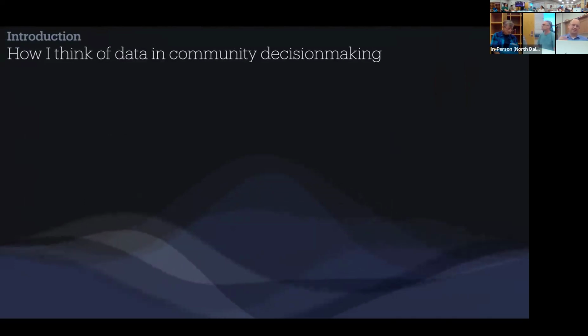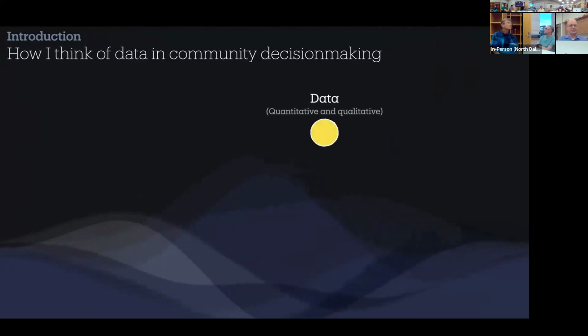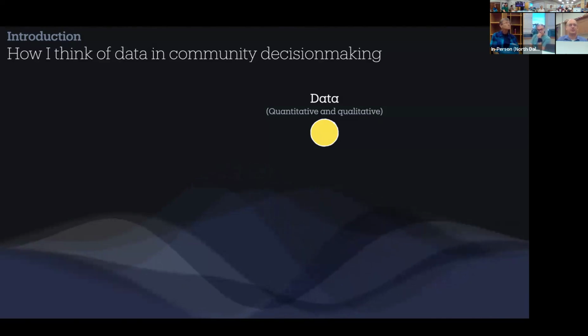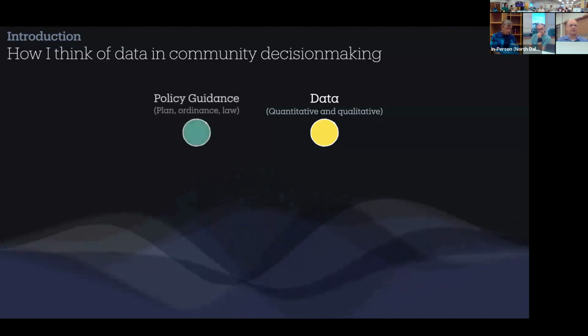So I just wanted to really, you can take or leave this. This is just one way of thinking, but this is one way that I think about data and community decision making. If there's data, and that can be quantitative or qualitative. This is going to be very numerical, but there's other ways to think about data, and they're all valid. And I don't want to privilege one or the other. But this is sort of one aspect of what we're thinking.